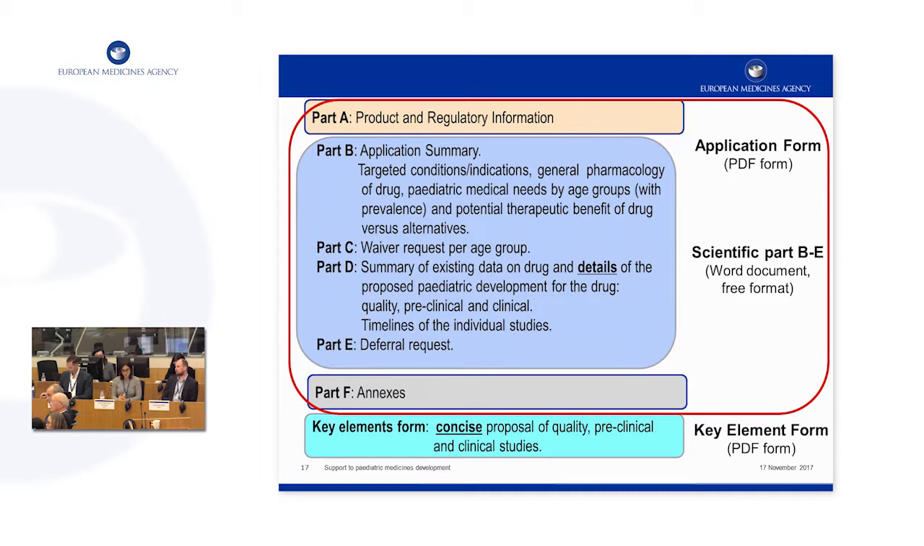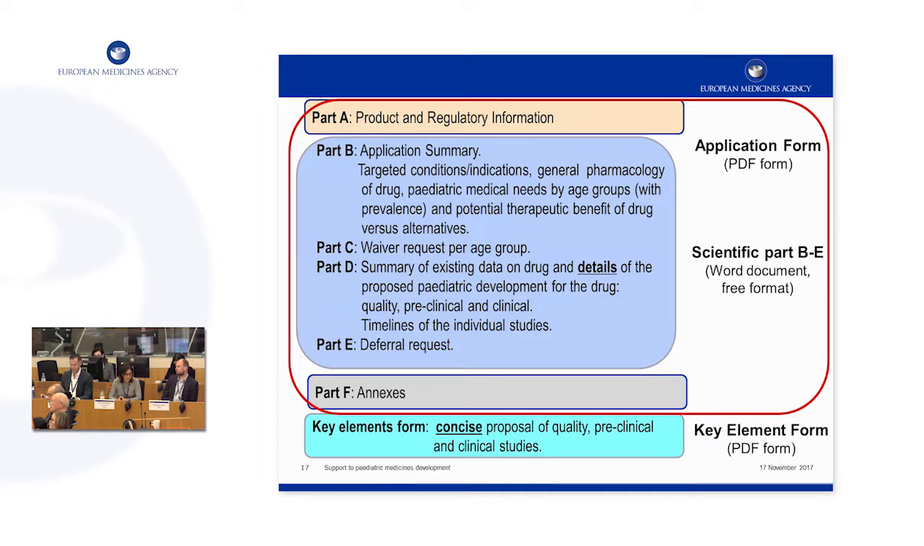So here in this slide, it summarizes the structure of a PIP. You see that mainly there are three main parts. The first one, Part A, is where it contains the product and regulatory information. It's a PDF form. The second part, and most important one, is the scientific part from B to E, which includes all this information listed here.